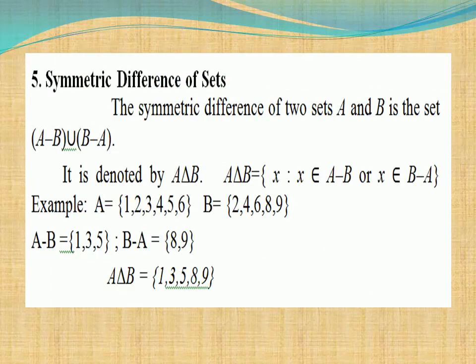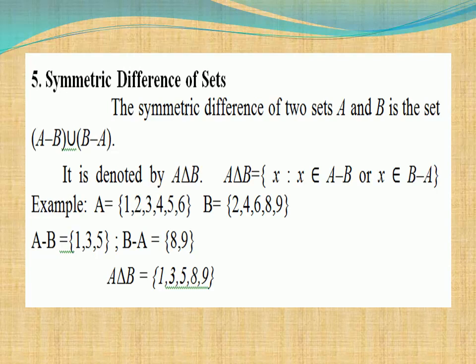Fifth one, symmetric difference of sets. The symmetric difference of two sets A and B is the set A minus B union B minus A. It is denoted by A set difference B, which is equal to x such that x belongs to A minus B or x belongs to B minus A. I will give you an example. Here the set A is equal to 1, 2, 3, 4, 5, 6, and B equal to 2, 4, 6, 8, 9.